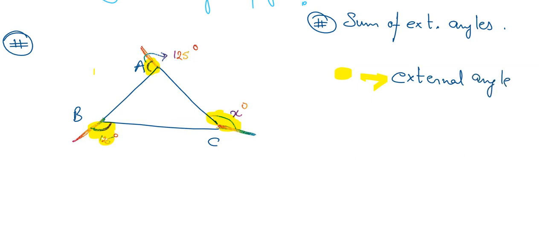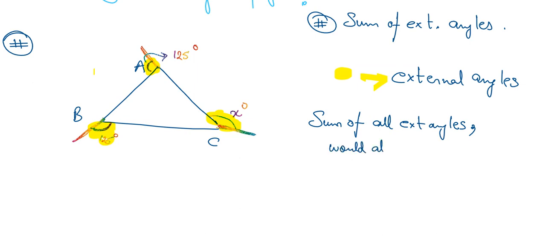What are external angles? Yeah, so my property states that the sum of all the external angles of a closed polygon would always be 360 degrees. Okay, yeah, so let me illustrate.